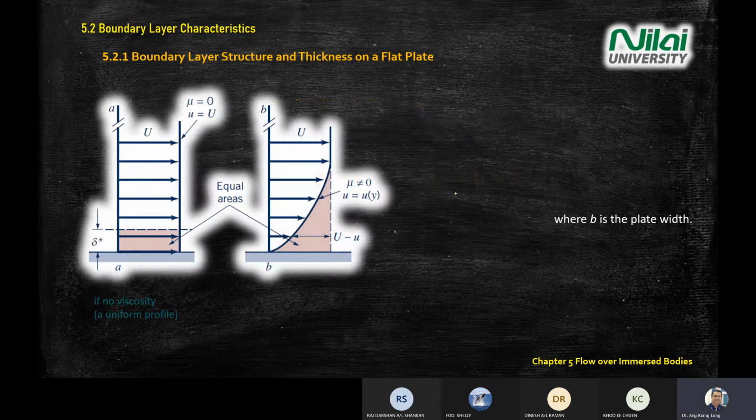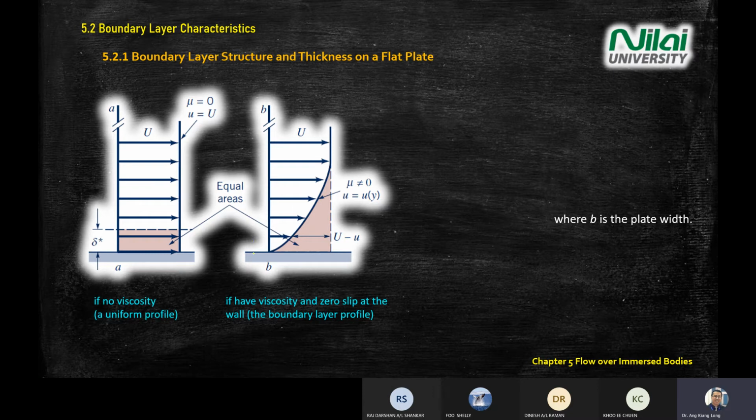The next one is more on the derivation on the uniform flow. The left-hand side diagram is a uniform flow. As you can see, the arrows at the bottom and above are the same, so the velocity doesn't change, meaning there's no viscosity effect. In this case, we use delta star, meaning the thickness is the same. It's a uniform profile. Then the second diagram here is due to the viscous effect.